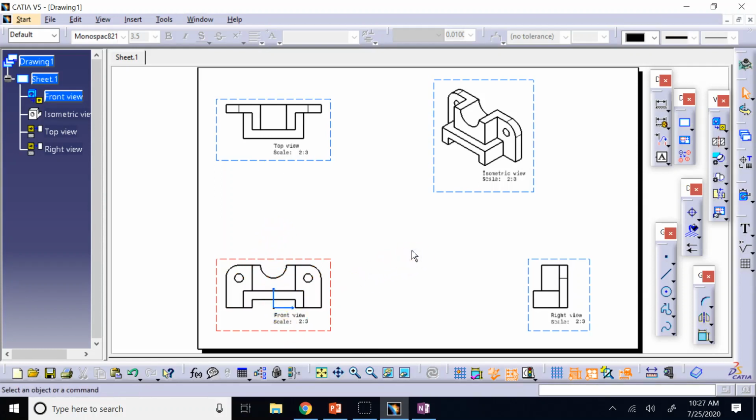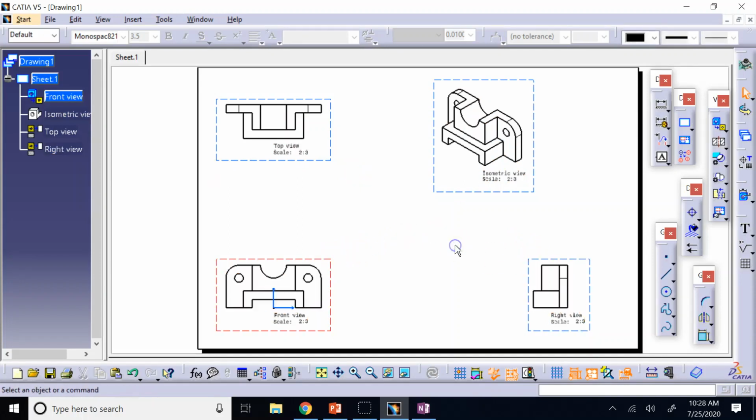Now, whatever view you want to cut, it has to be the active view. So the boundaries of that view should be red. So right now you can only cut the front view. You cannot cut the top view. If you want to cut the top view, you have to make it the active view by making its boundary red instead of blue. How would you do that? If you remember, you double click on the boundary. So whatever active view you have, you can cut it.